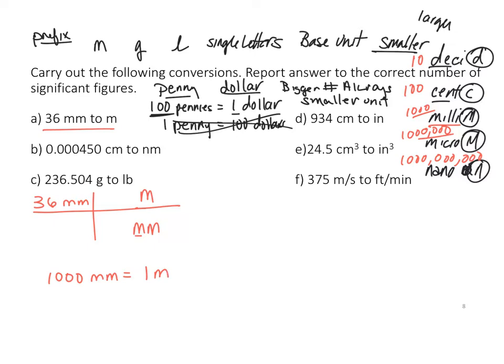And that's just something you memorize, just like 12 eggs are in 1 dozen. So you got the bigger number with the smaller prefix. And so now you can put 1,000 here and 1 there. And that tells you to divide. Whenever it's on the bottom, you divide. So you would take 36 divided by 1,000. And so this is 0.036 meter.